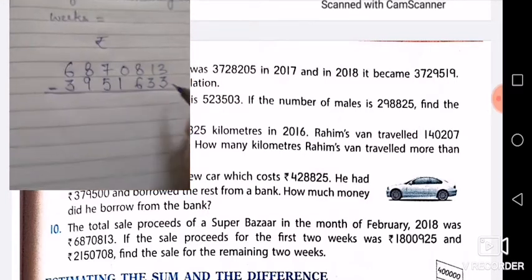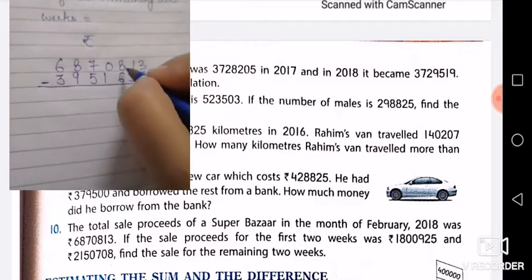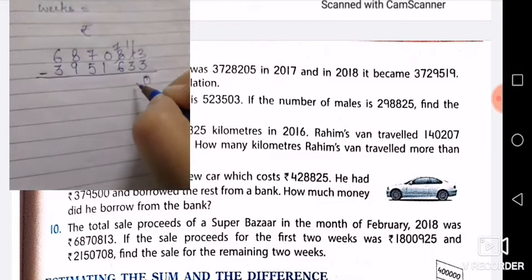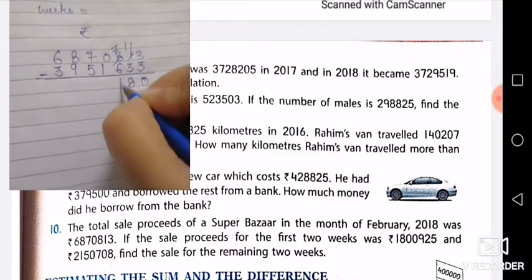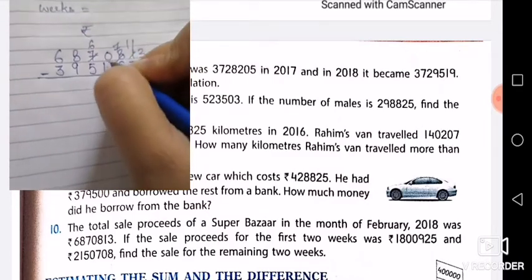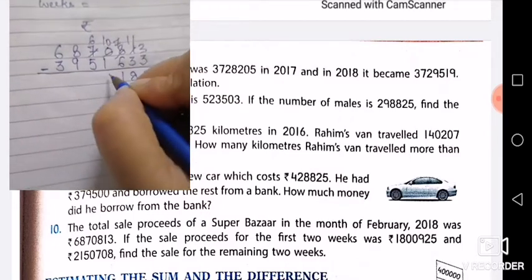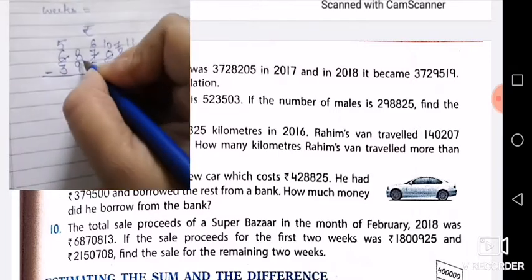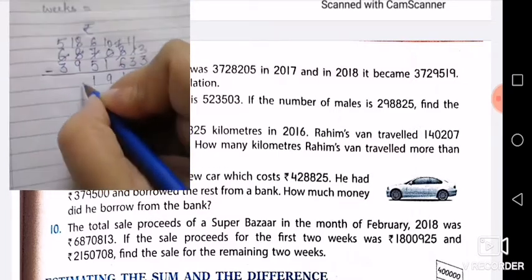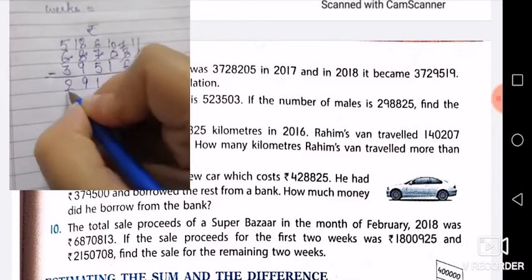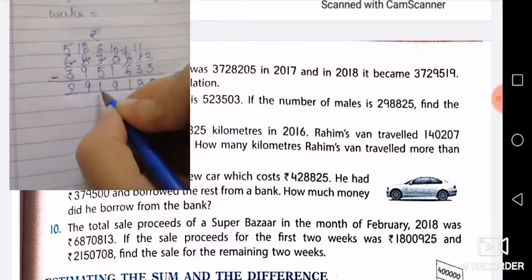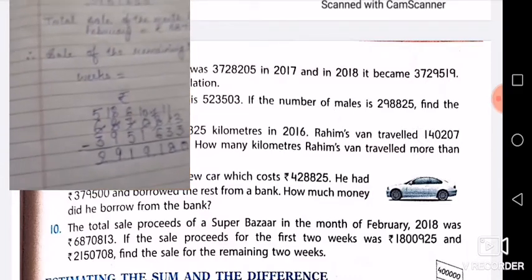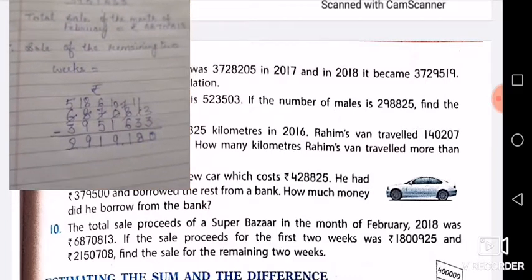Now 3 minus 3, what will you get? 0. This will become 7. This will become 11. 11 minus 3, 8. 1. This will become 6. This will become 10. 10 minus 1, 9. 1. This will be 5. This will become 18. 18 minus 9, 9. Then 2. So this 29 lakh 19,180 will be the sale of remaining 2 weeks.